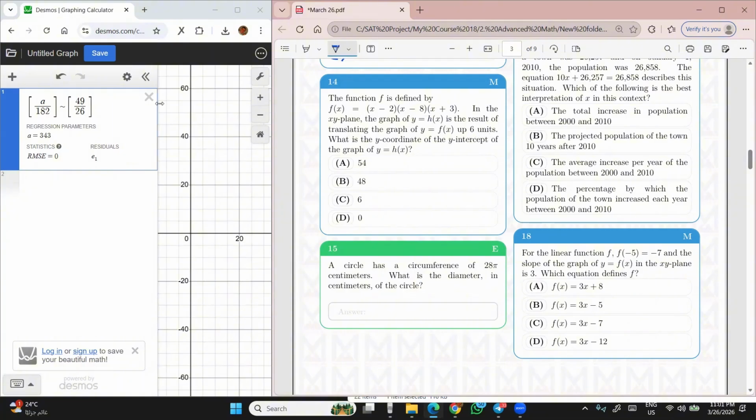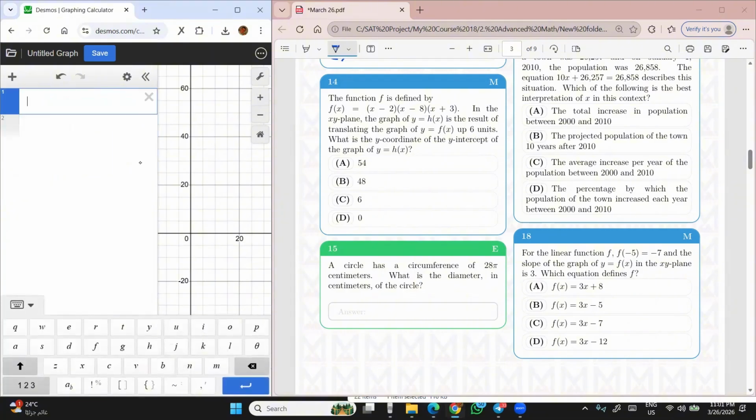How can we do that? We can just draw them on the Desmos, writing f of x like this equals, make 3 pairs of parentheses and write x minus 2. And here, x minus 8.